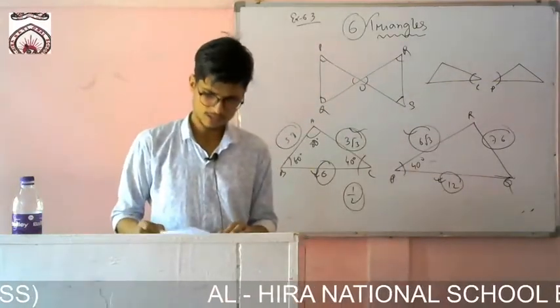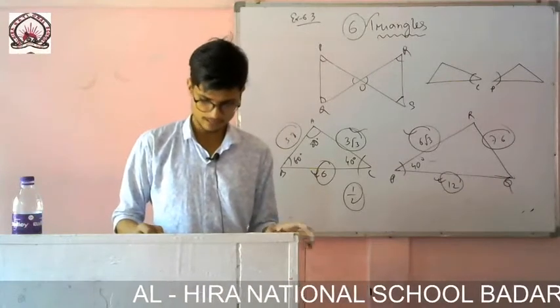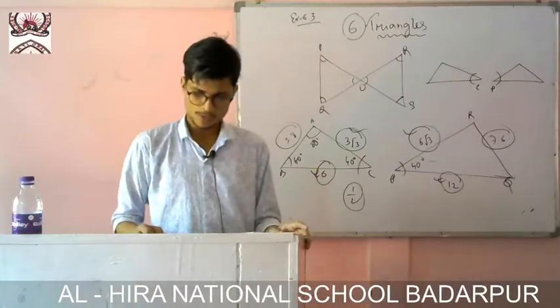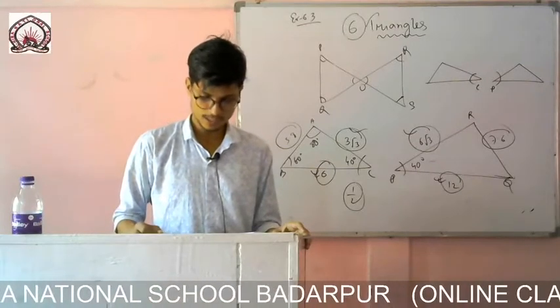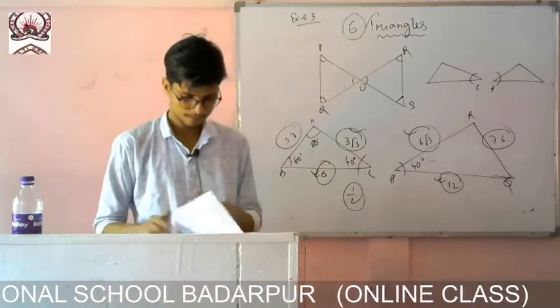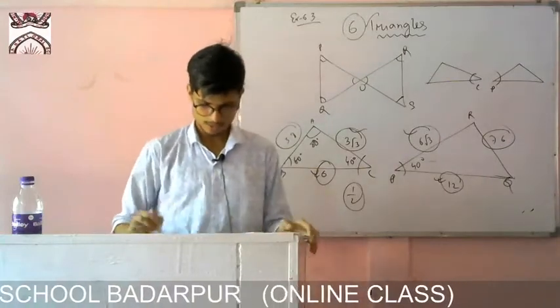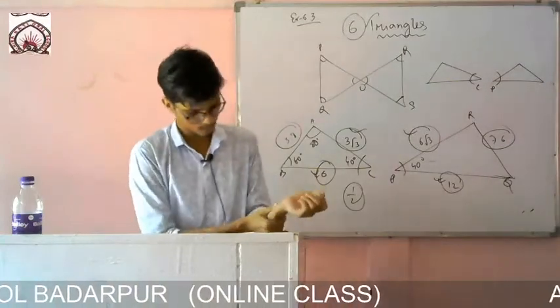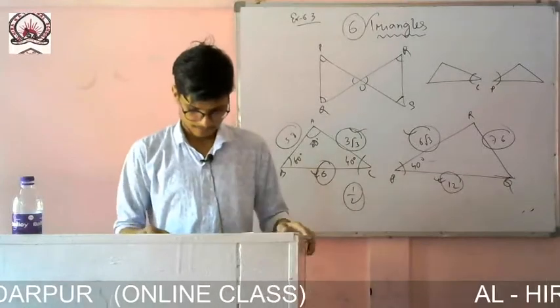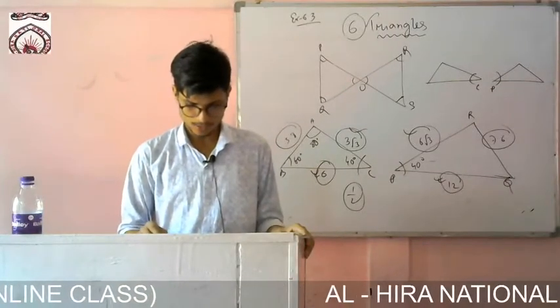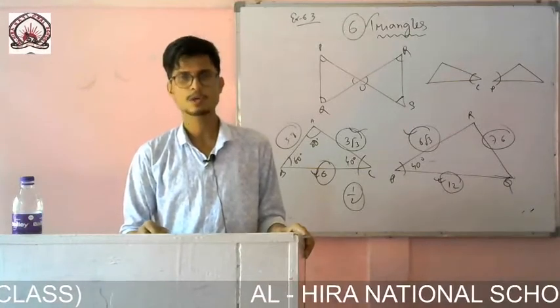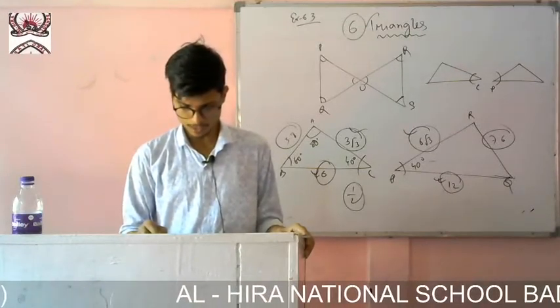Question number 6 also same, just you have to show these two triangles similar. If you see, you can understand. Question number 7, it is given a girl of height 90 centimeter is walking away from the base of a lamp at a speed of 1.2 meter per second. If the lamp is 3.6 meter above the ground, find the length of her shadow after 4 seconds. So you have to find the length of her shadow after how many seconds?